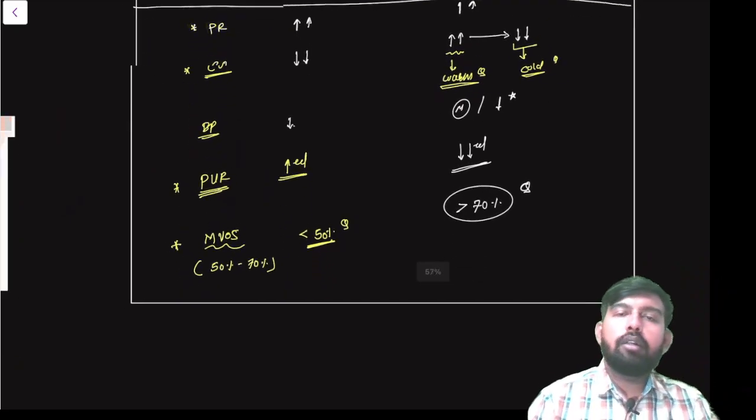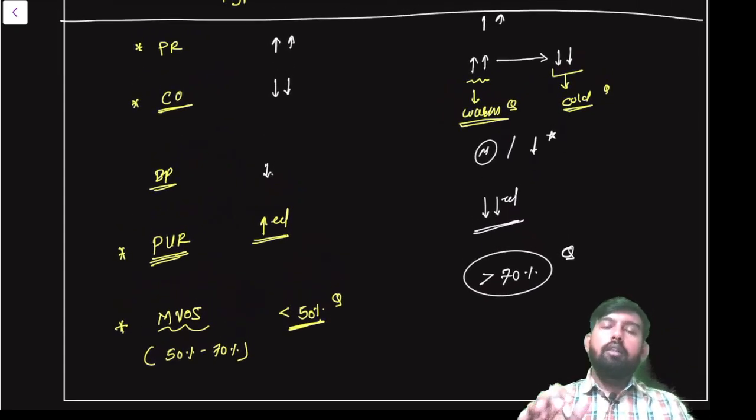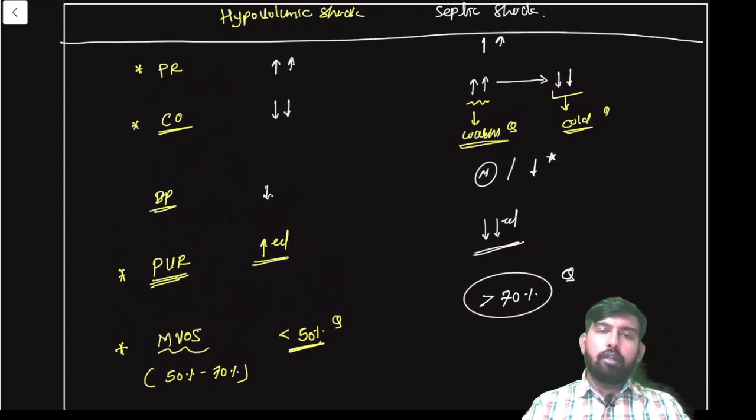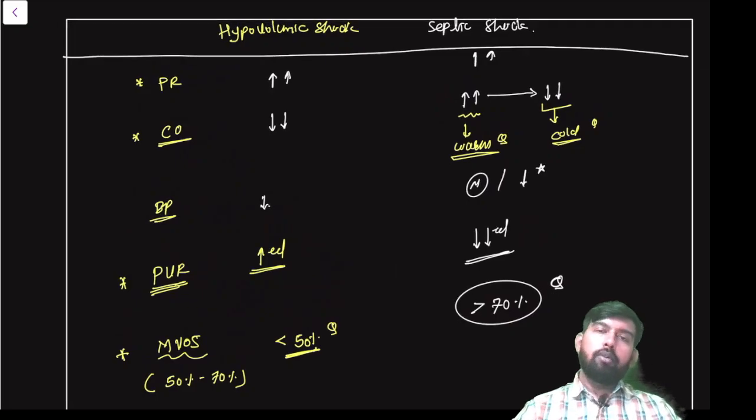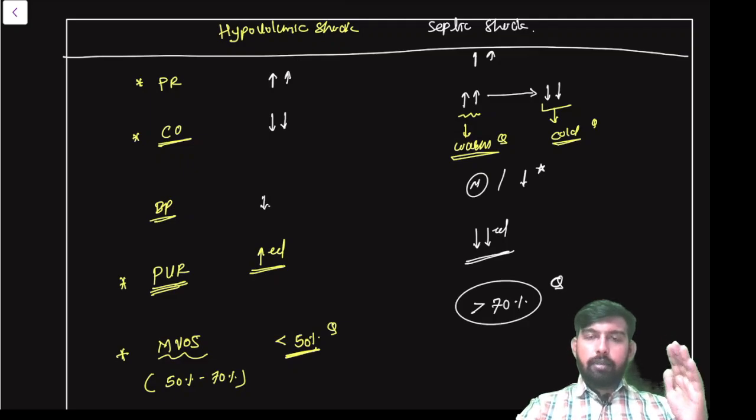Another important feature is that the extremities are cold in case of a hypovolemic shock, but the initial stage of a septic shock has warm extremities because of the hyperdynamic circulation. So this is the difference between the hypovolemic shock and the septic shock. So this is all about the shock. We have learned about the classification of shock, hypovolemic shock and septic shock.